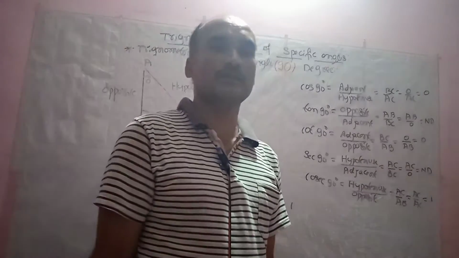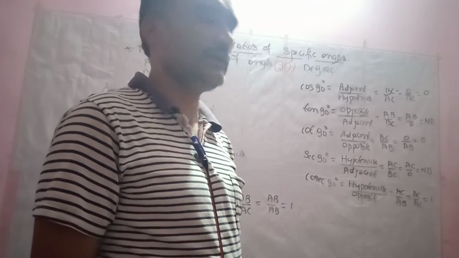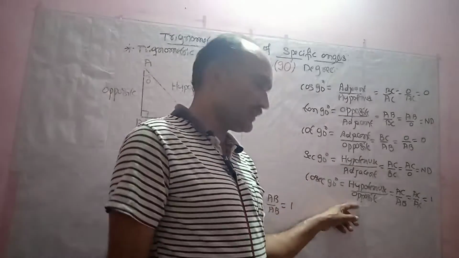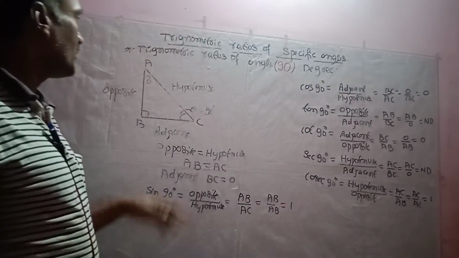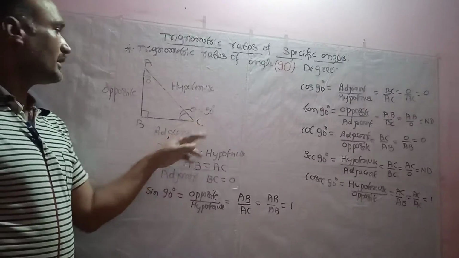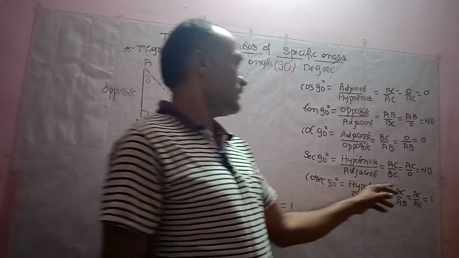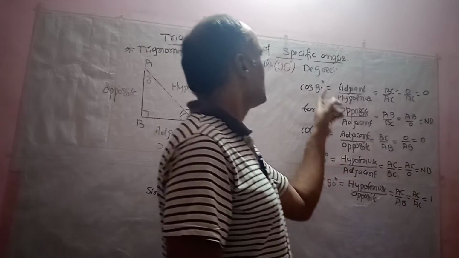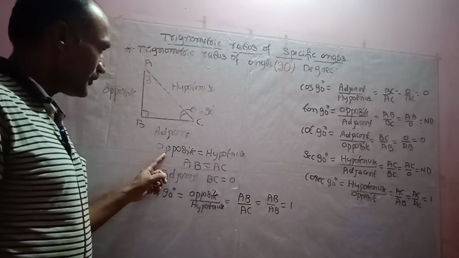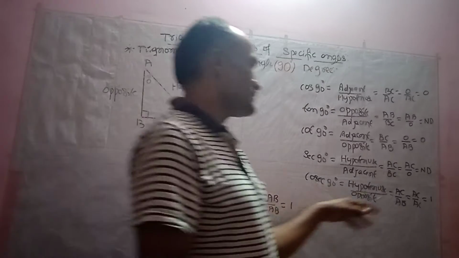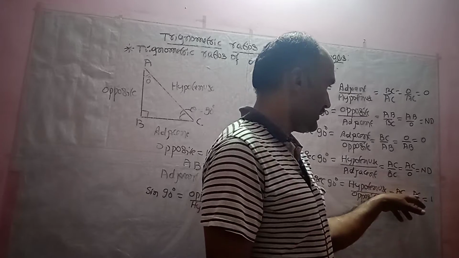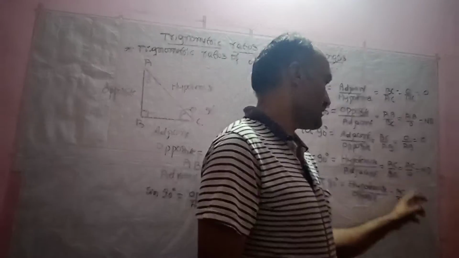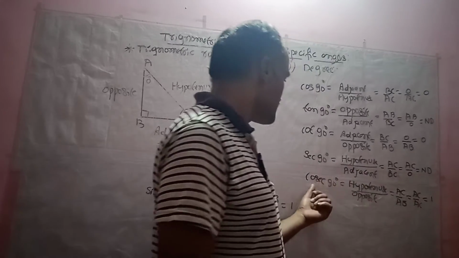Let us find the last trigonometric ratio, that is cosec 90 degrees. Cosecant theta, we know, dear student, is hypotenuse divided by opposite side. So cosec 90 degrees is equal to hypotenuse AC divided by opposite AB. In this case both are equal, so the opposite is equal to the hypotenuse. In place of AC you can substitute AB, or in place of AB you can substitute AC. So these two cancel, and you get 1. So cosec 90 degrees is 1.